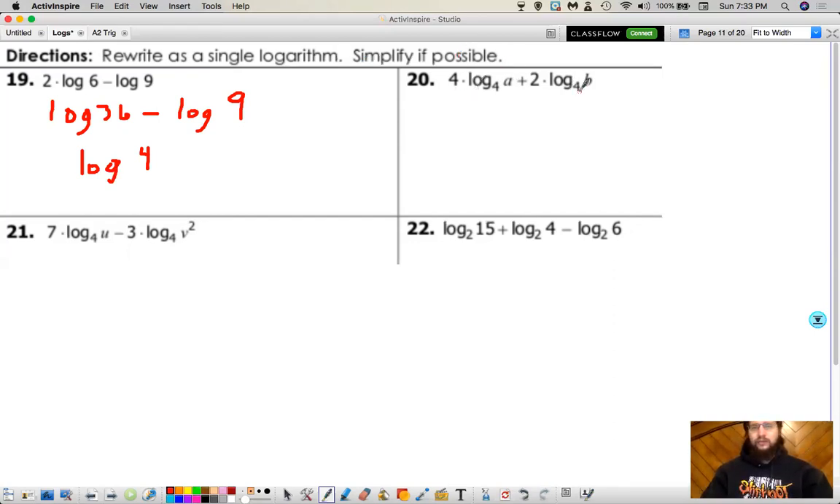On this one, we have variables here, but that's perfectly fine. We know how to apply our rules. Log base 4 of a to the 4th plus log base 4 of b squared. We're adding the logarithms. That means we're multiplying the arguments. Again, we're trying to get it to a single logarithm. Condense it. And we do not mess with our base. Ever. We cannot change our base.